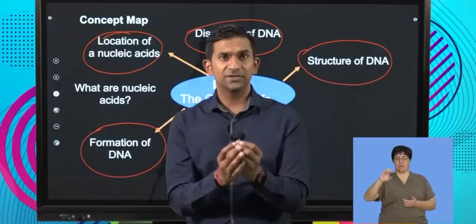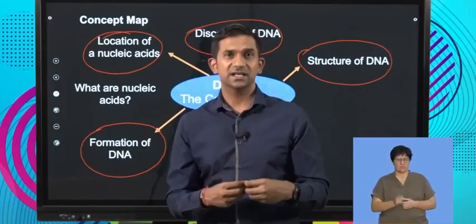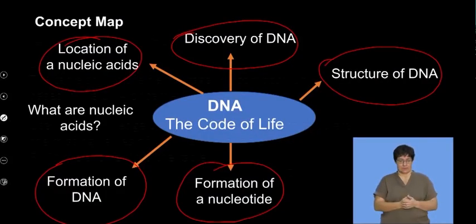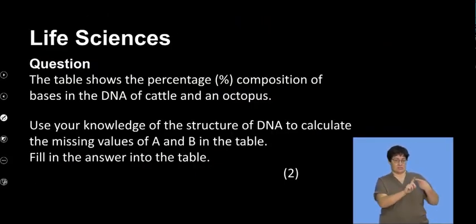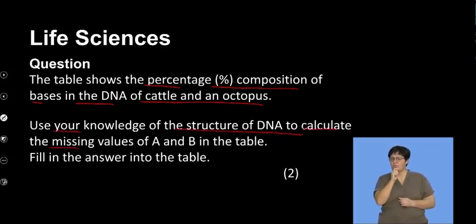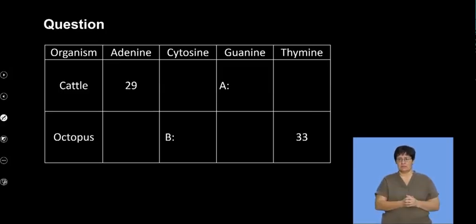Now let's use all of that and try to apply it to understanding how it is tested in the context of different questions. So the first question: the table shows the percentage composition of bases in DNA of cattle and an octopus. We've got to use our knowledge of the structure of DNA to calculate the missing values of A and B in the table. Fill in the answers into the table. I've got the table on the next page, so I'm going to very quickly go to that table, and we can go back to the question.